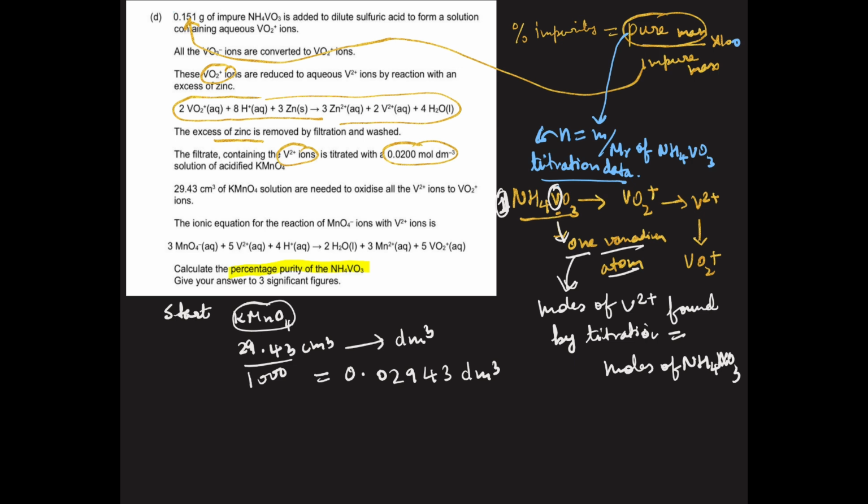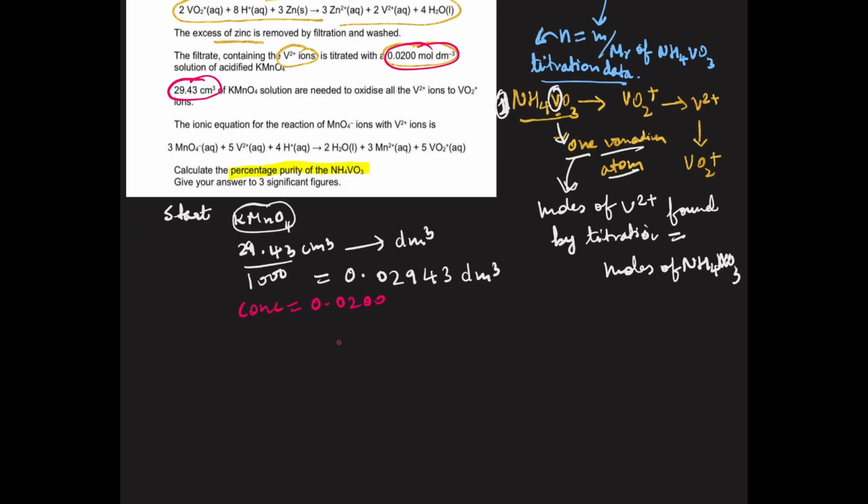Okay, and the concentration of KMnO₄ has also been given. So you can see this is the volume here, and the concentration has been given. Okay, I can't locate where the concentration is given. Yeah, here we go. This is the concentration here. So you can just use the concentration, which is given as 0.0200, and then use it to work out your number of moles of KMnO₄. So moles will be equal to 0.0200 times 0.02943. I just times the concentration with the volume, and so the answer would be 5.886 × 10⁻⁴ moles.